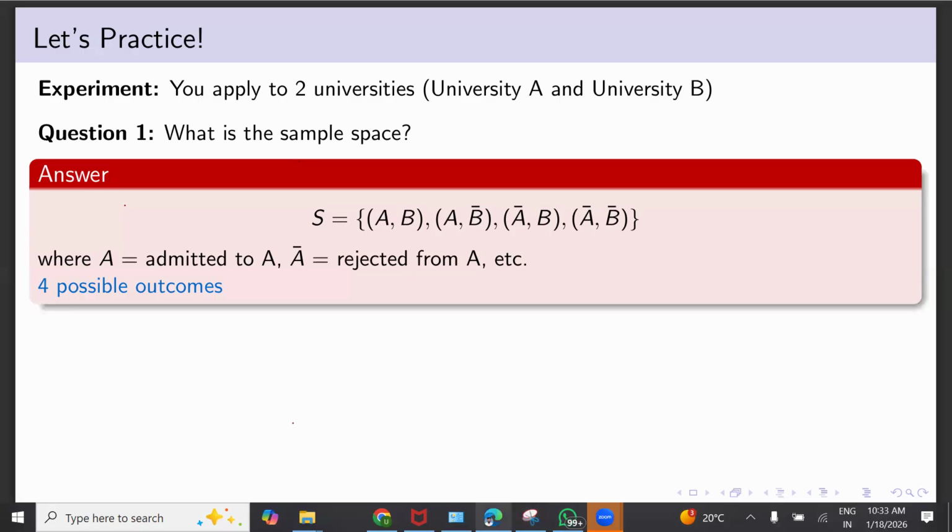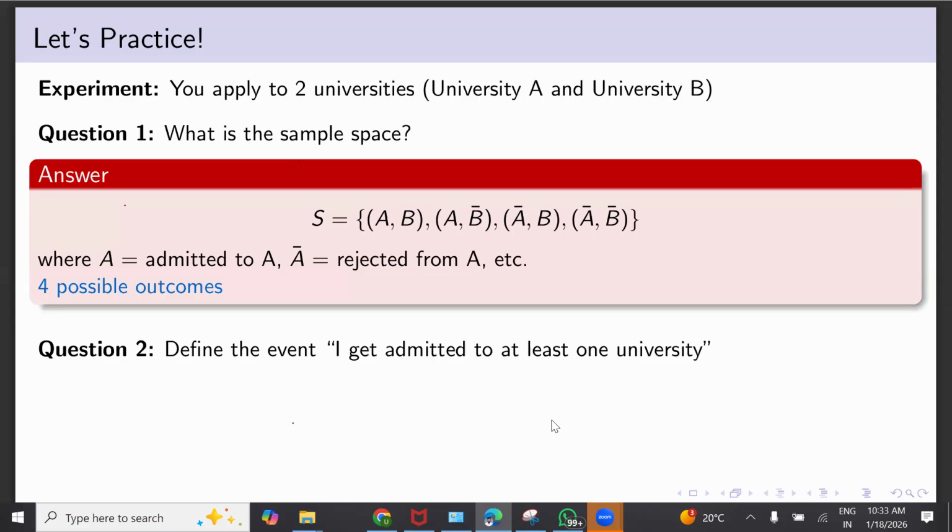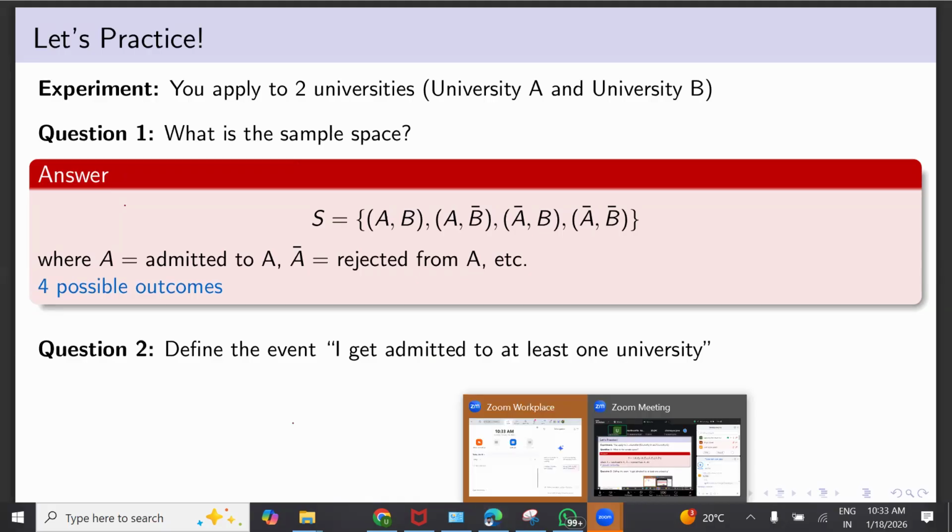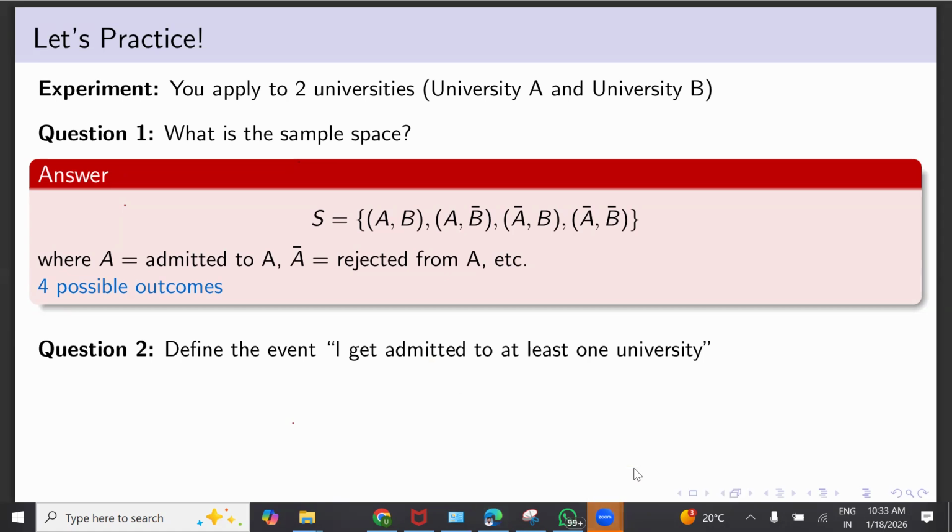Now, next. So there are four possible outcomes. Correct. Now, question number 2. If you have understood, define the event: I get admitted to at least one university. Now, Madhusmita. Sir, either A or B. You write it. Okay, sir. Because if you write it, it will be recorded, so you will see what your answer is.